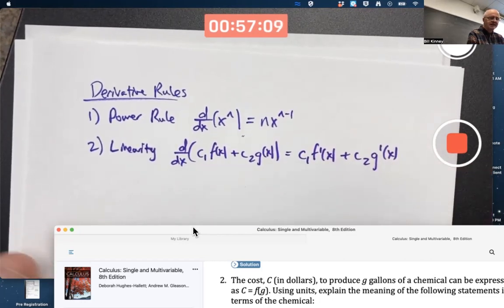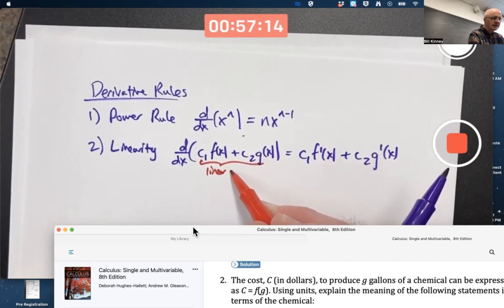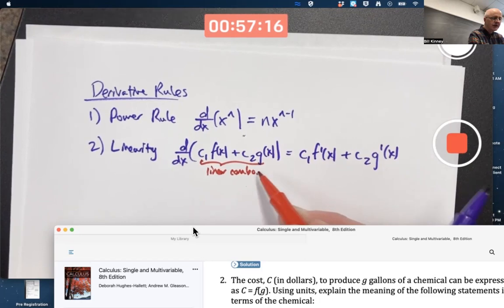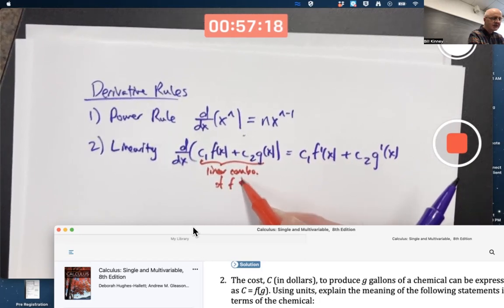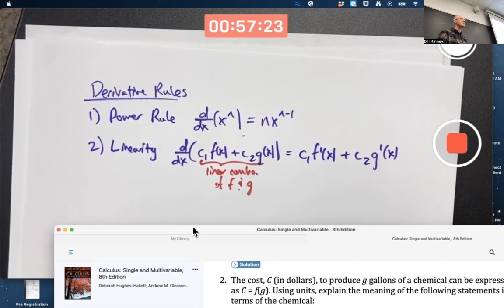Such an expression like this is called a linear combination. Linear combo is what I'm trying to write here of the functions f and g. If you end up taking a class called linear algebra, you learn all about linear combinations of vectors, but this is a linear combination of functions. This is something you end up using all the time without even really thinking about it, but it sure is good that it works, because calculus would be a lot harder if it didn't work, and differential equations would be a lot harder if it didn't work.